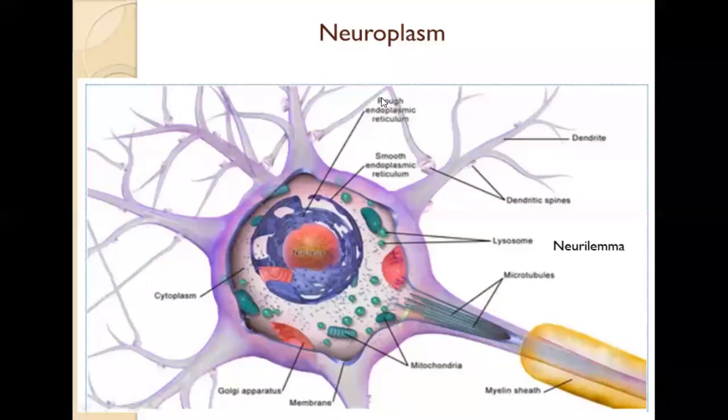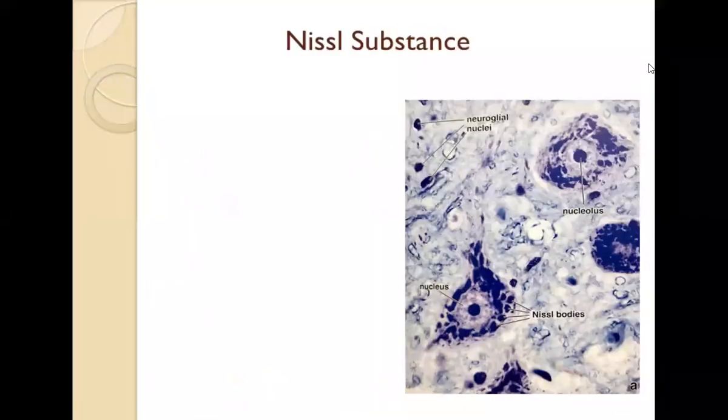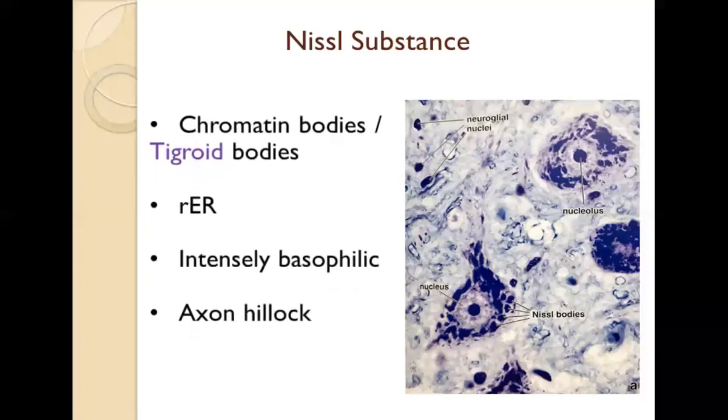So you can see within the neuron also, all these cell organelles are present. But there are certain specializations. For example, the rough endoplasmic reticulum within the neuroplasm is known as Nissl substance or Nissl bodies. You can see that labeled here, these small rounded structures, which are intensely basophilic. They're also called chromatin bodies or tigroid bodies. So this is an important feature that you have to know. The Nissl substance is present within the neuroplasm, the cell body of the neuron.